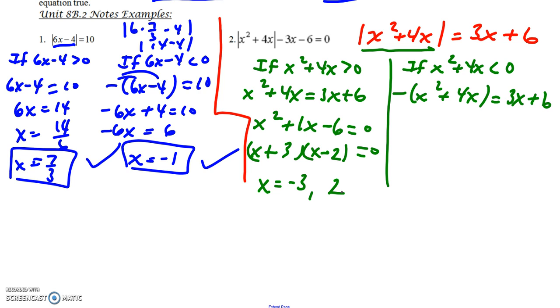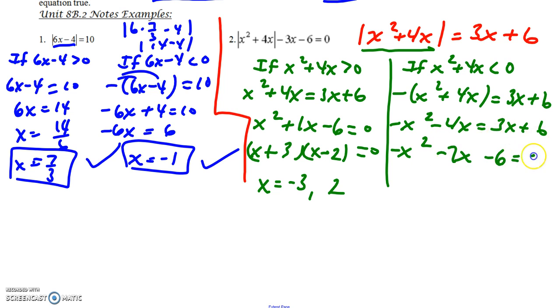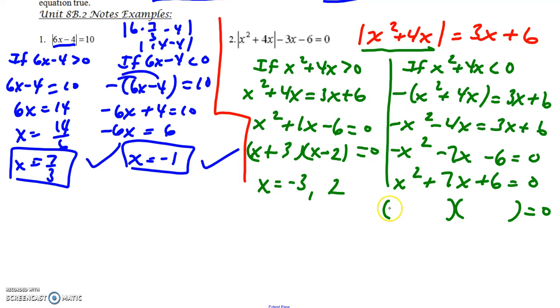And this one over here, we would distribute the negative and get negative x squared minus 4x equals 3x plus 6. I'm going to move everything to this side again: negative x squared minus 7x minus 6 equals 0. I'm bothered by the negative in front, so let's multiply or divide everything by negative 1. It will become x squared plus 7x plus 6 equals 0. This ends up factoring as well. 6 and 1 add to be 7, positive, positive. So I again have two possible answers of negative 6 and negative 1.